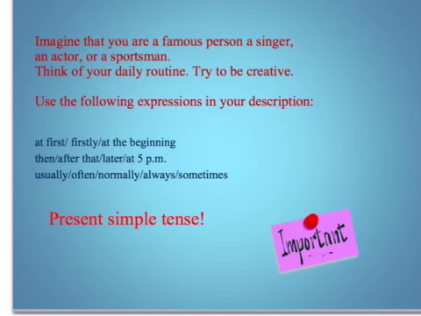Imagine that you are a famous person, a singer, an actor or a sportsman. Think of your daily routine. Try to be creative. Use the following expressions in your description. At first, firstly, at the beginning, then, after that, later, at 5 p.m., usually, often, normally, always, sometimes. To talk about daily routine, you need present simple tense.